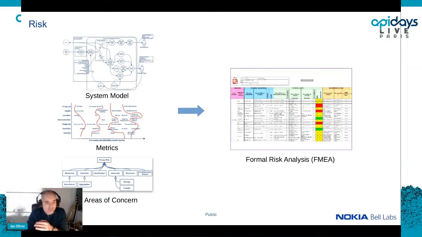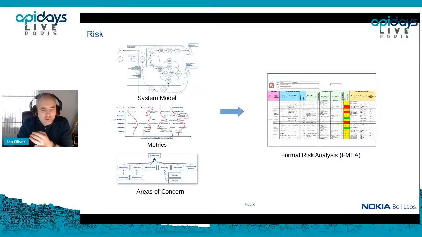Now we've got some notion of metrics, even very rough metrics, like saying one type of data is much more risky than another.